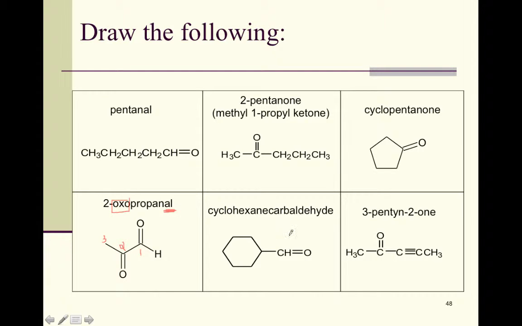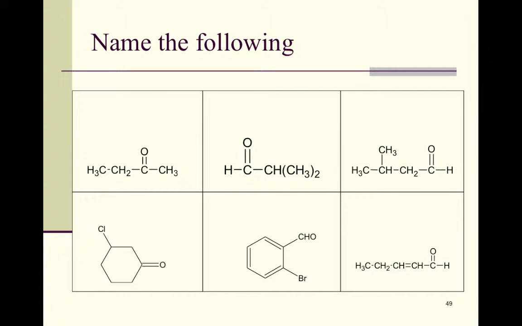Cyclohexanecarbaldehyde, again keeping in mind when the aldehyde is on a ring, the suffix becomes carbaldehyde and the carbon it's attached to becomes carbon number 1. 3-pentyn-2-one, I wanted again to have you practice when you have both a ketone feature and also a triple bond. Ketone has priority over triple bond. So with this set, I want you to go ahead and generate the names. So go ahead and name these, pause the video, come back and check your work.